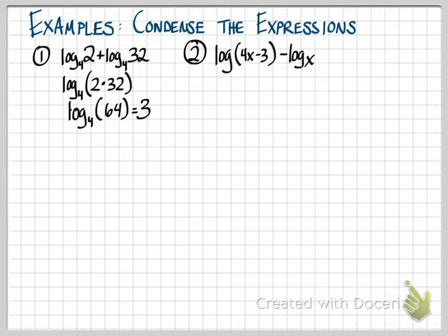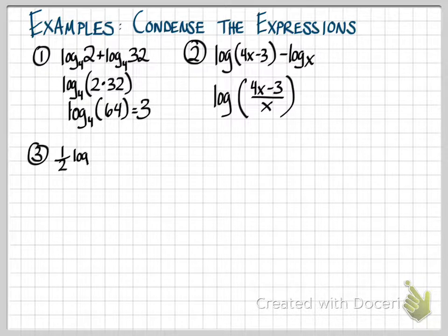Question number 2. Also rather simple. It starts with a subtraction problem. Again, we have two logs, both in base 10, and it's a subtraction problem. So because it's subtraction, I'm going to use the quotient rule and rewrite it as 4x minus 3 over x inside the logarithm. That's condensed because it has a single logarithm.